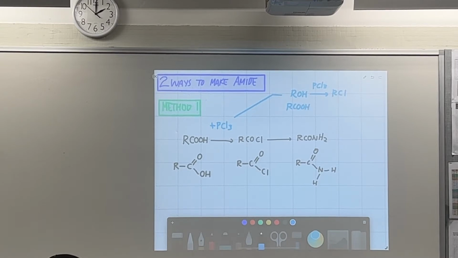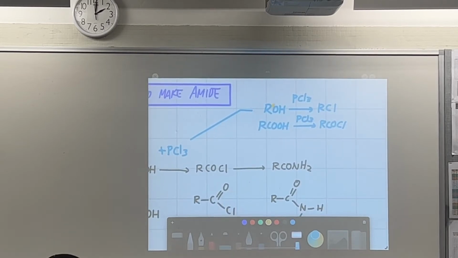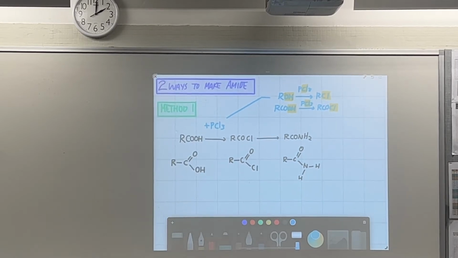Search for the pattern. You see, when you turn the OH group into Cl, you can also turn the COOH group, the OH part, into Cl. And the Cl comes from the Cl of PCl3. Okay, this is a halogenating agent. So this is to highlight the fact that PCl3 is a chlorinating agent. It has the ability to swap OH group for Cl. And it can do this to both alcohol and carboxylic acid.